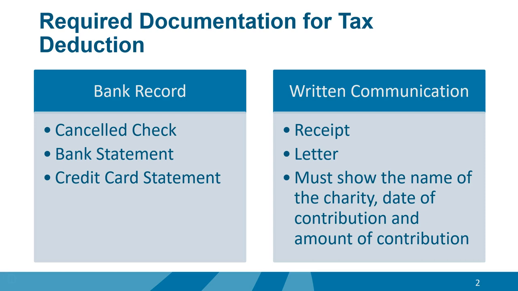A donor cannot claim a tax deduction for any contribution of cash, check, or monetary gift unless the donor maintains a record of the contribution in the form of either a bank record, such as a canceled check, bank statement, or credit card statement, or a written communication from the charity, such as a receipt or thank you letter, which shows the name of the charity, the date of the contribution, and the amount of the contribution.